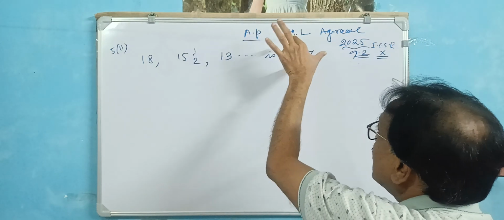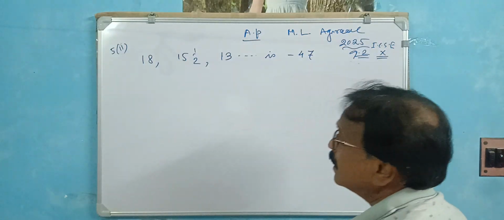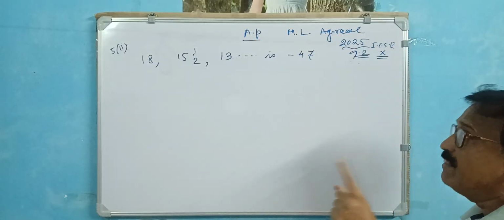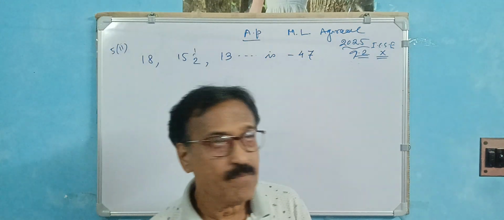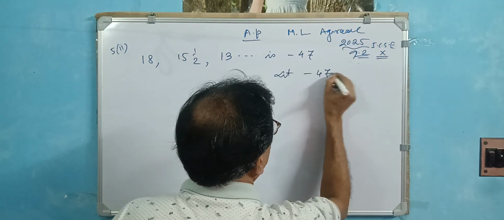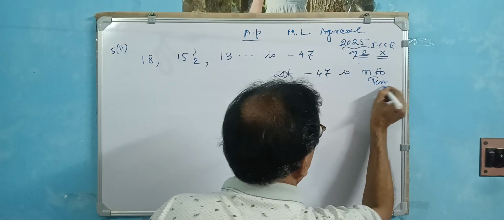So now what is the number of terms? What is the term? Minus 47. This is an AP. This is the first term. You calculate the common difference and you just find out the n. Suppose this minus 47 is the nth term. Let minus 47 be the nth term. So same as the following.